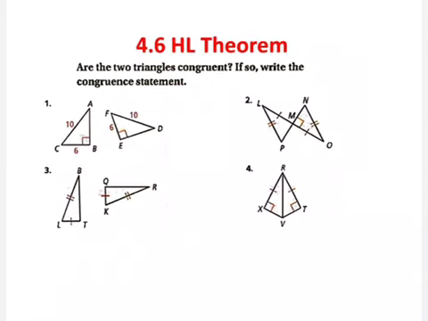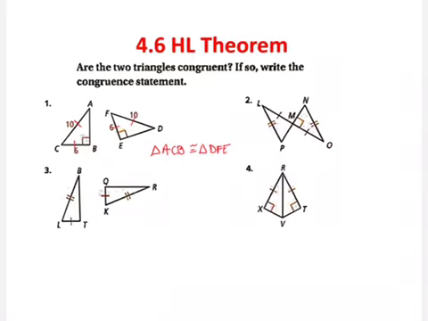Here we're asked, are the two triangles congruent? If so, write the congruent statement. So if we look at this particular set of triangles, number one, we know that these two hypotenuses are congruent because they're both measure of 10. And they've got congruent legs here and here. And we've got right angles. So these would be congruent by hypotenuse leg. So we're going to write our congruent statement. So I've got triangle ACB is congruent to triangle DFE.